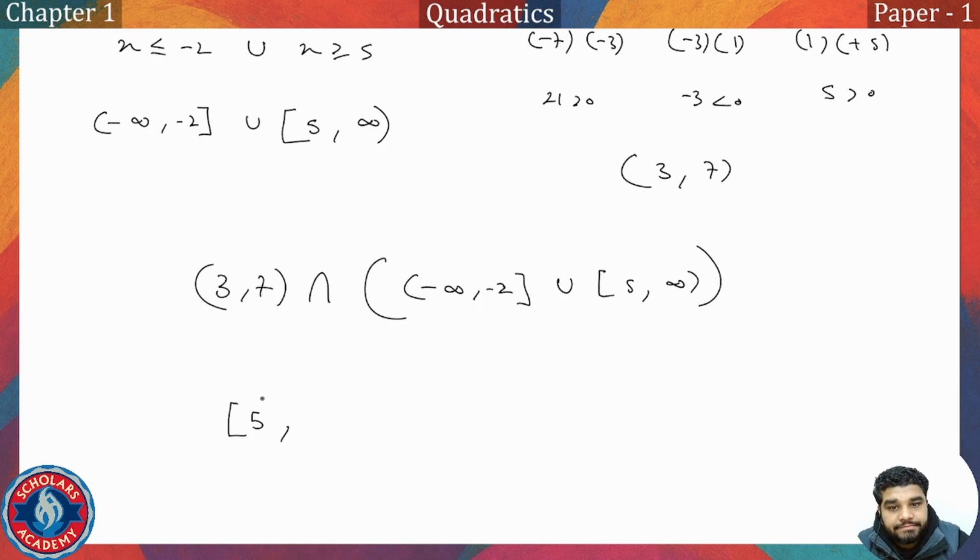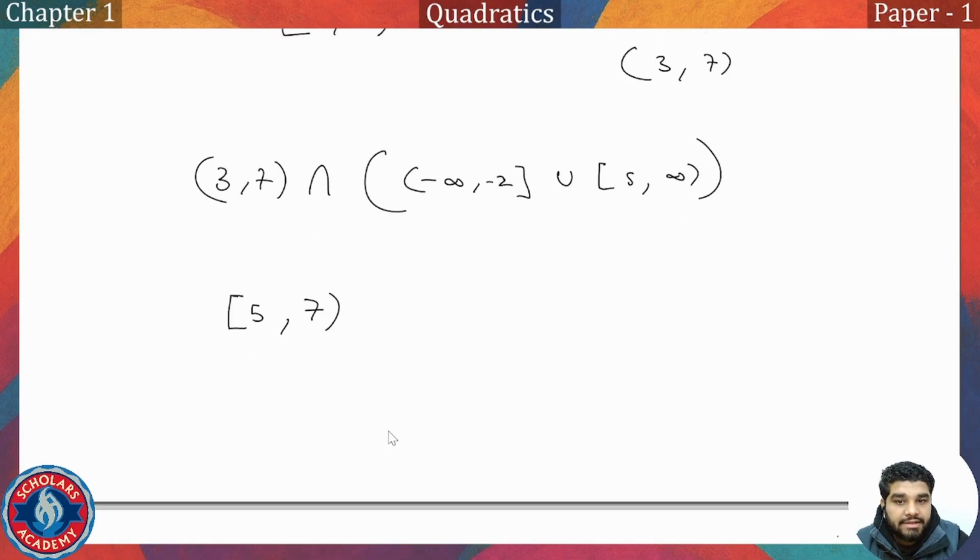So this square bracket and this round bracket means we are including 5 and we are not including 7. So this is what it means. If I write it in the form of inequality, I get 5 is less than or equal to x is less than 7. Alright, so this is our answer over here. Let's move forward.